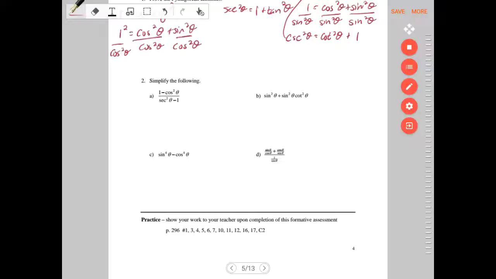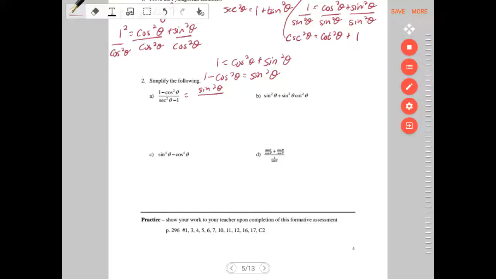Last little bit here before you get to try this all by yourself. Simplify the following: 1 minus cos squared theta over secant squared theta minus 1. Those look familiar. How can I get 1 minus cos squared theta? Well, if you remember, 1 equals cos squared theta plus sine squared theta. So, if I get sine squared theta by itself, I would have to subtract cos squared theta. So, 1 minus cos squared theta is the same thing as sine squared theta.